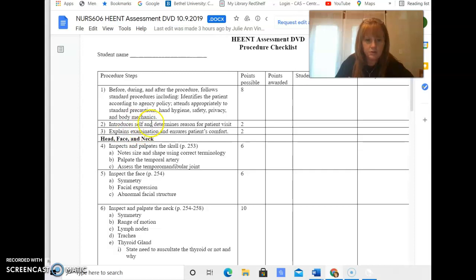So you're going to introduce yourself and ask the reason for the patient visit. And then you're going to explain the exam and ensure the patient's comfortable. So like, okay, today we're going to do a breast exam, and do you have any questions? Are you comfortable? Is there anything I can do to make you more comfortable today? Something along those lines. And these are all things you're going to do normally when you're in a clinic.